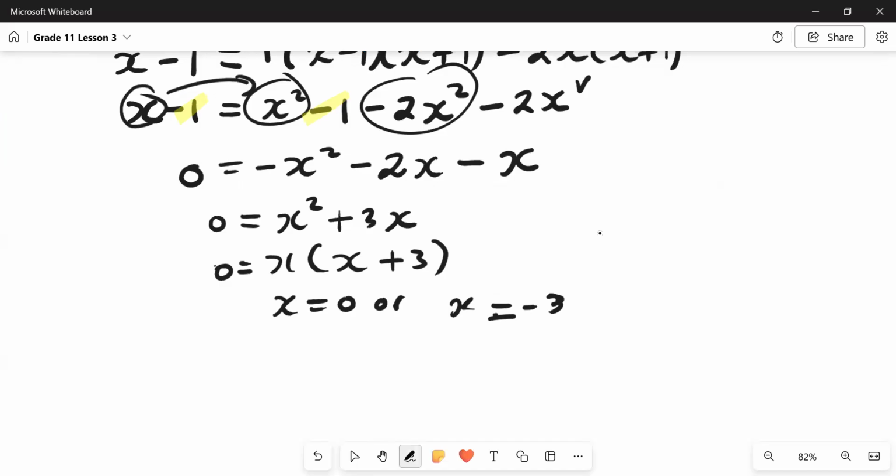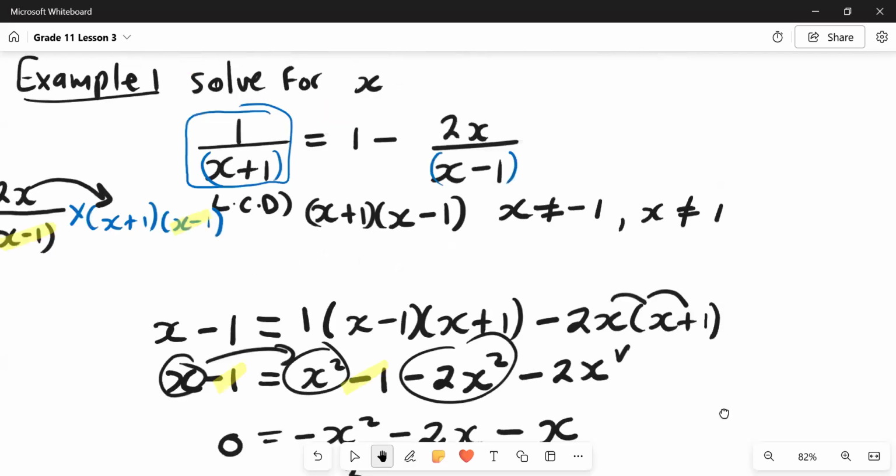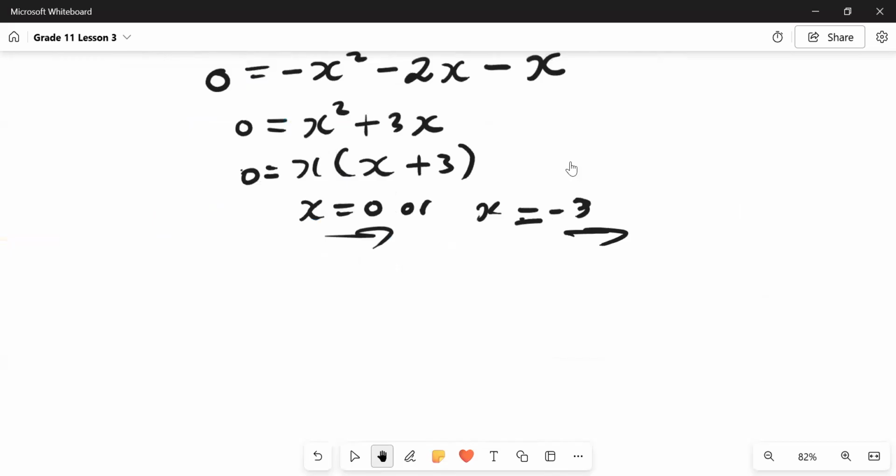Game over. We're done now. So we have to move to the next example, which is our example 2. Let's move to example 2.